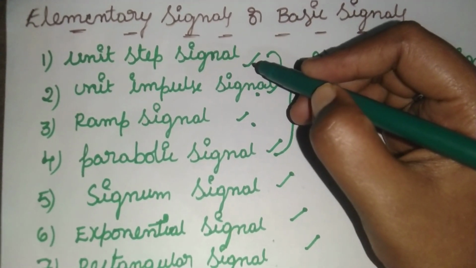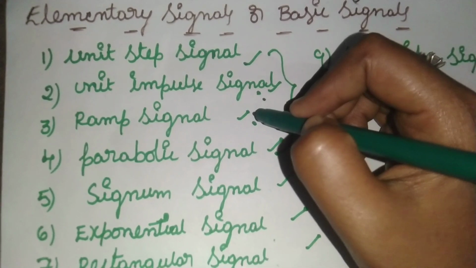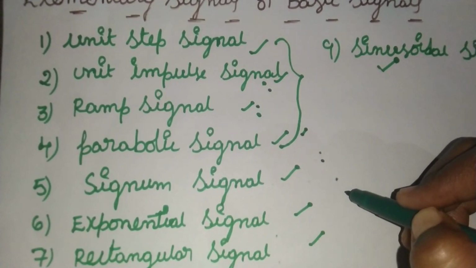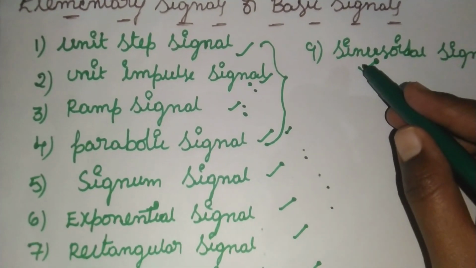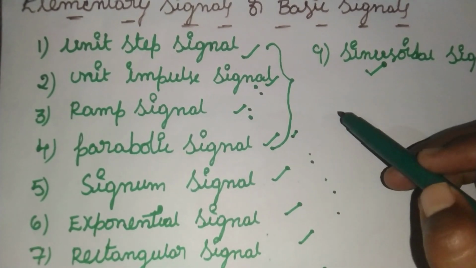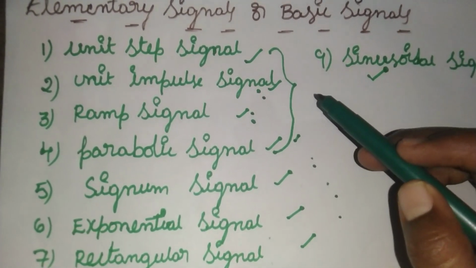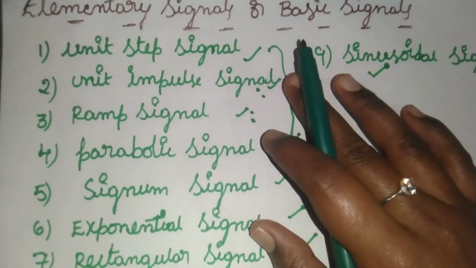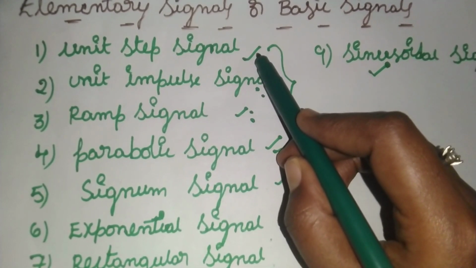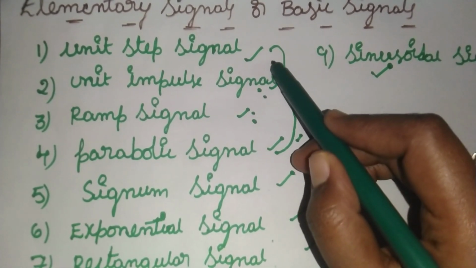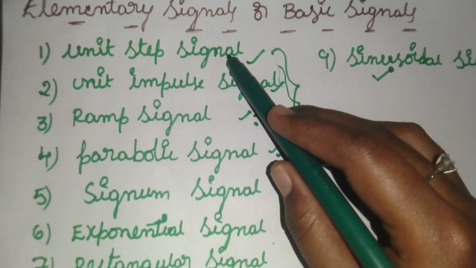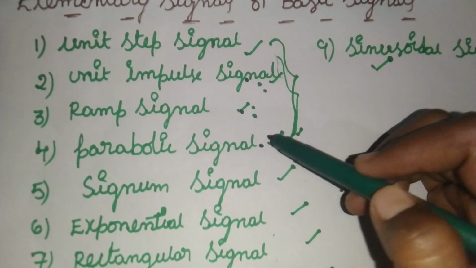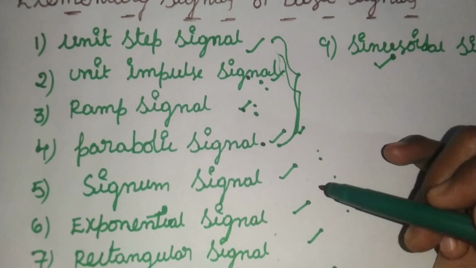And these are the 9 basic signals. The first one is unit step signal, unit impulse signal, ramp signal, parabolic signal, signum signal, exponential signal, rectangular signal, and sinusoidal signal. These are the basic 9 signals that we have in signals and systems. In this lecture, I would like to explain about these 4 signals: unit step signal, unit impulse signal, ramp signal, and parabolic signal. In the next lecture, we will see the remaining 5 signals.